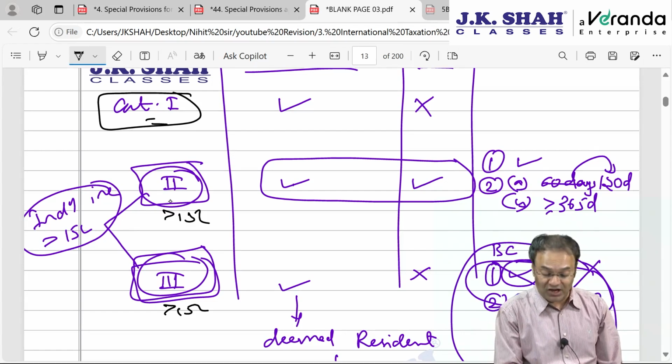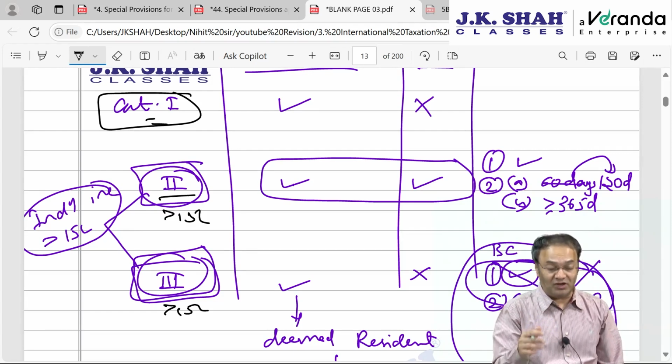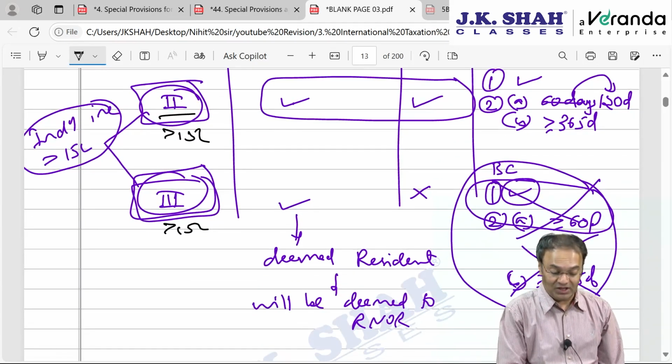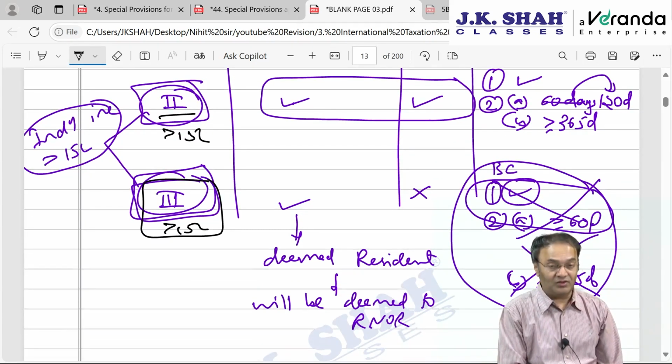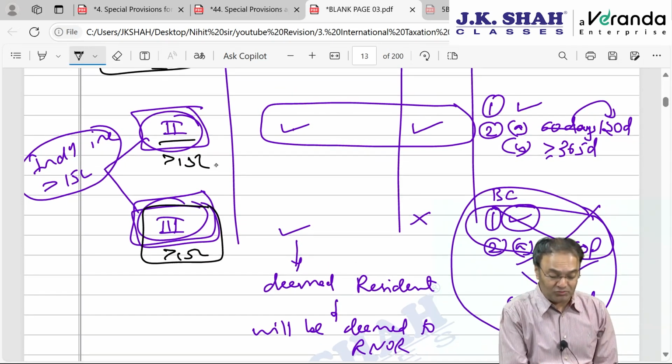What is the language of category 2? Category 2: presence in India is 120 days or more, Indian income is more than 15 lakhs, he will be RNOR in India. And for category 3, come what may, Indian income exceeds 15 lakh. Indian income should exceed 15 lakh only for category 2 and 3.